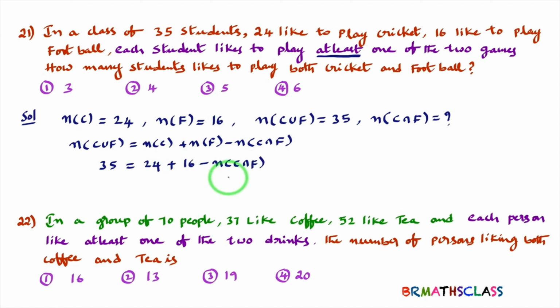That is what we need to calculate. I'll take N of C intersection F to the left hand side. N of C intersection F equals 24 plus 16, which is 40. Now take this 35 to the right hand side, it becomes minus 35. 40 minus 35 is 5. So N of C intersection F is 5. So the number of students who like to play both cricket and football is 5.